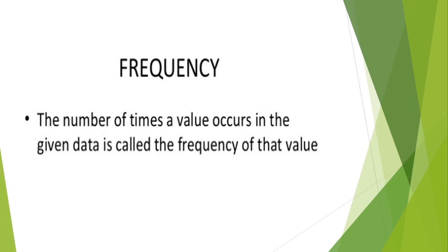Okay, and here we are going to learn one more important word, called frequency. The number of times a value occurs in the given data is called the frequency of that value. For example, in a class there are 20 students, right? Now I am going to conduct a small test for 20 marks. How many students got between 0 to 5? Between 5 to 10, between 10 to 15 and 15 to 20? The number of students indicates frequency. The number of students, employees, objects, or items that exist in a particular class interval is called frequency.